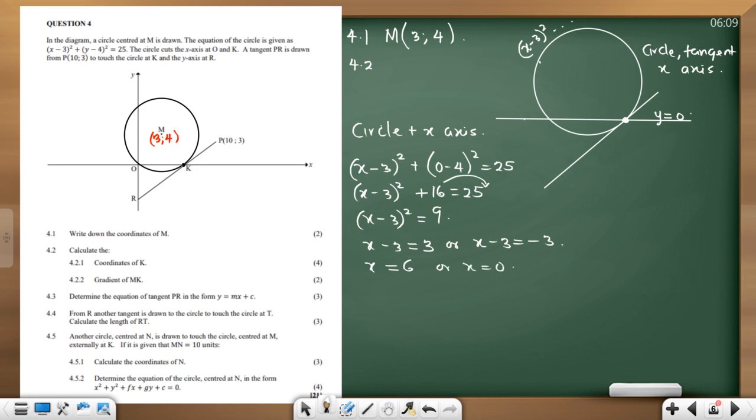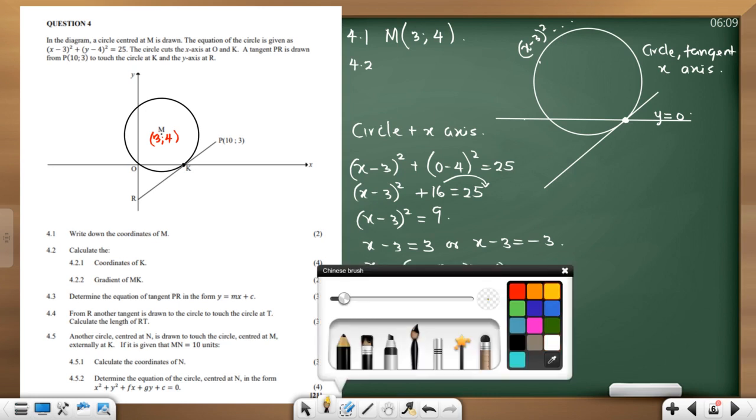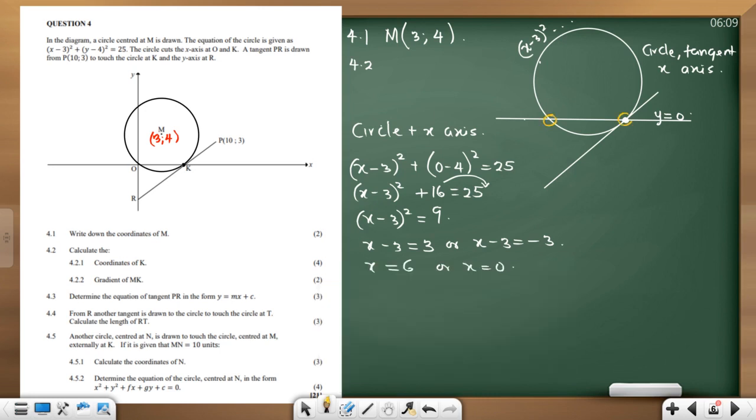Why are we having 2 answers? There are 2 points of intersection, 1 and 2. Let's go check. Oh, it makes perfect sense. That point there is 0. K should be the second one. So our x value is 6. So what's the coordinate of K? x is 6 and y is 0. Make sure you write that out.